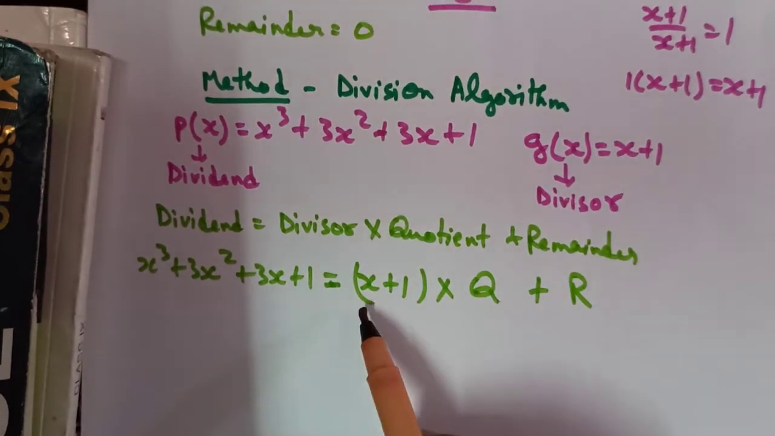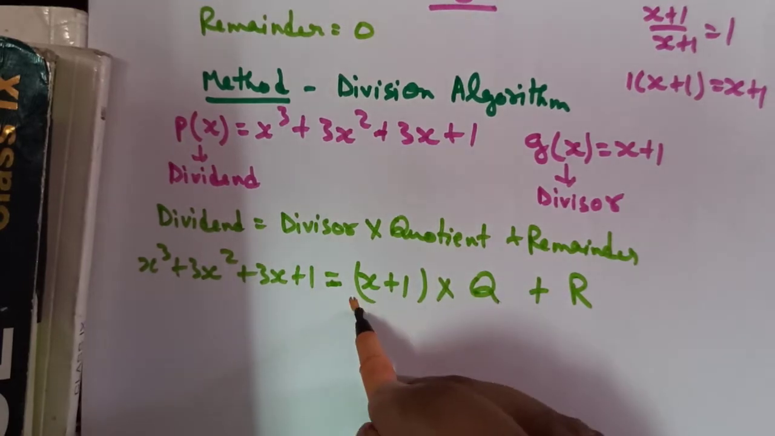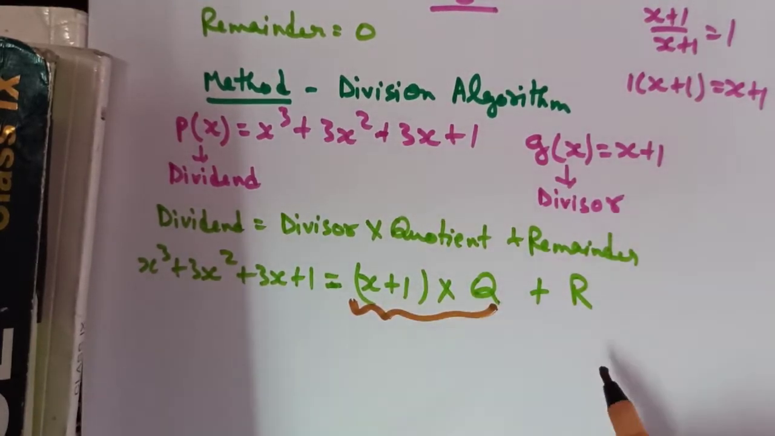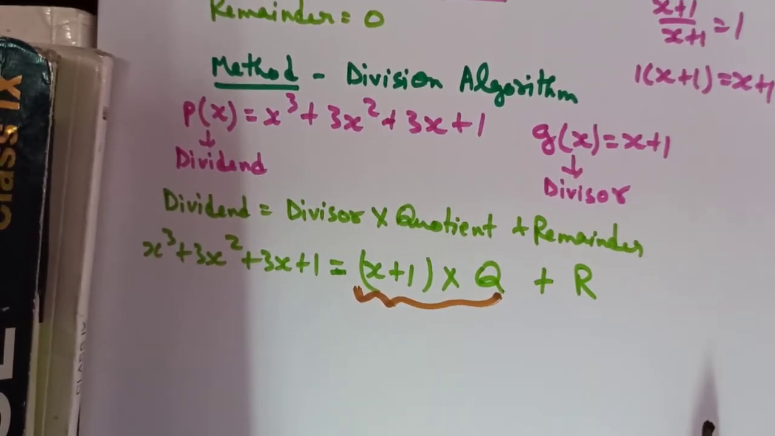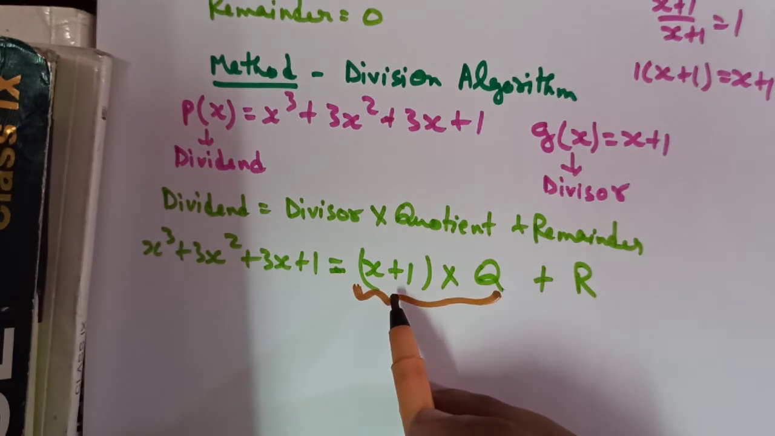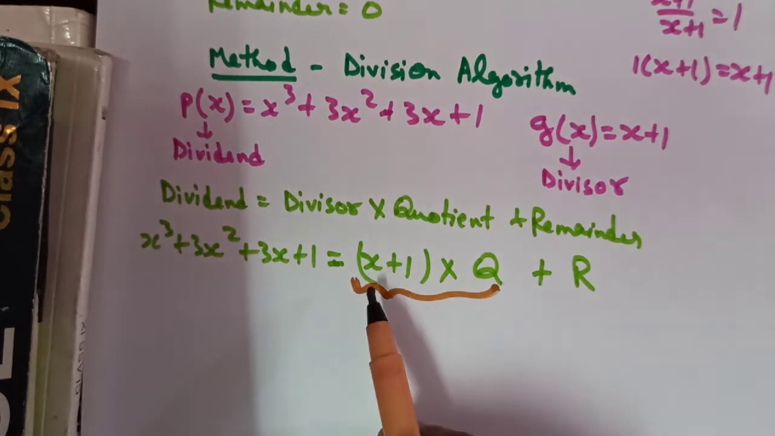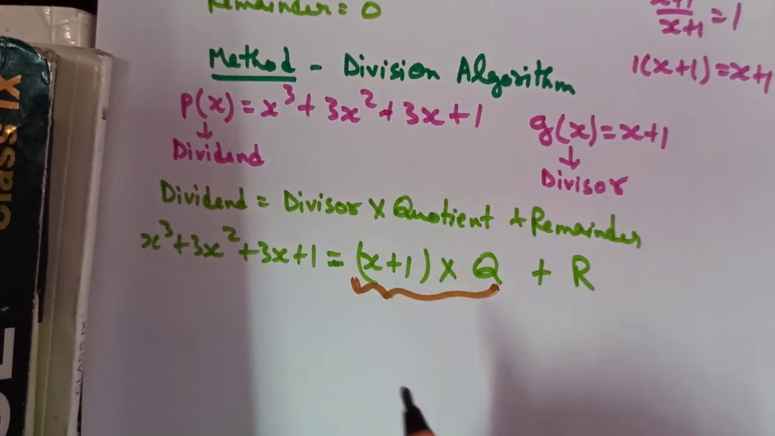Look, on the right hand side we are having two terms. This is the first term, x plus 1 into q, and this is the second term, that is the remainder. If we want to calculate the value of remainder, we have to make this divisor equal to 0. And how can we make the divisor equal to 0? If we substitute the value of x as the 0 of this divisor polynomial.